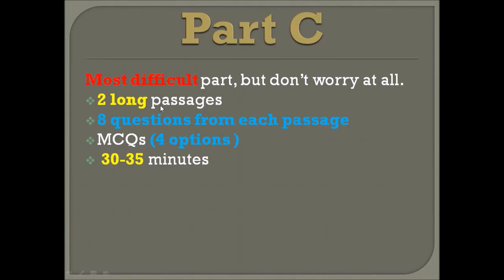Although this is the most difficult of the parts of the exam, that is part A, part B, part C. In this test you have 2 long passages and you have to attempt 8 questions from each passage. In combine you have to attempt 16 questions from both passages. As I have already told you, these are multiple choice questions with 4 options each, and you have 45 minutes for part C. You can say you have 15 to 17 minutes for each passage. So this is much time for these passages.